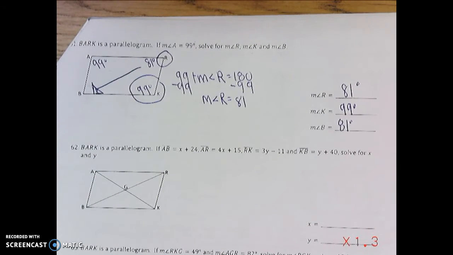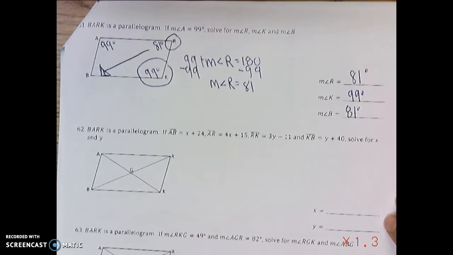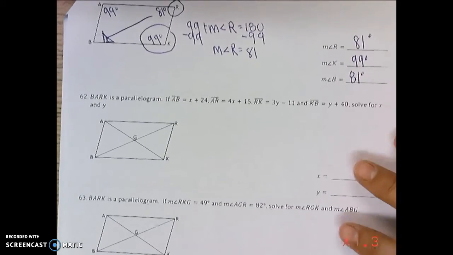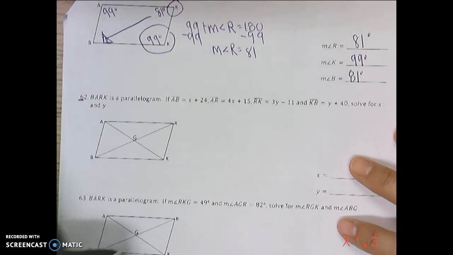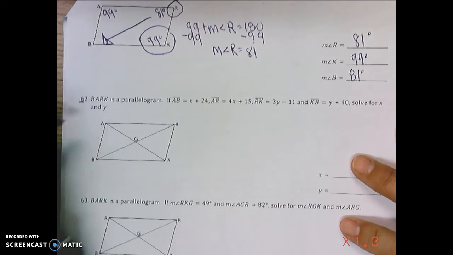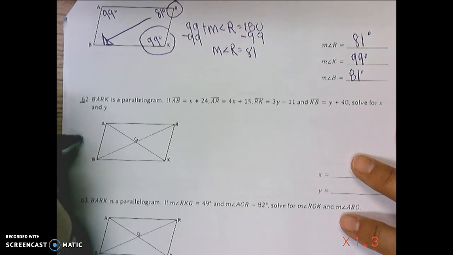Okay, looking at number 62, again, the figure is a parallelogram. And this time they're giving me side lengths. This is a question you guys struggled with on your quiz, so make sure you're paying attention. AB is x plus 24.